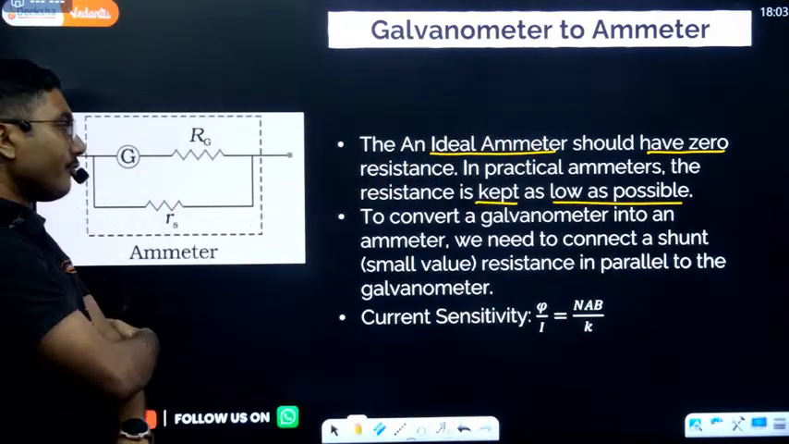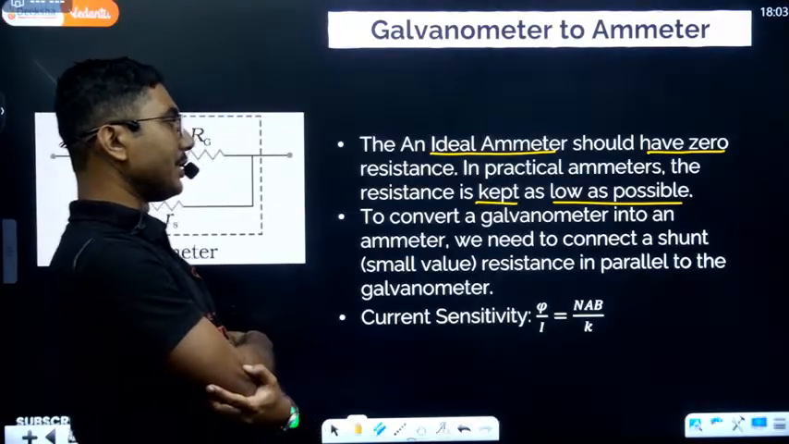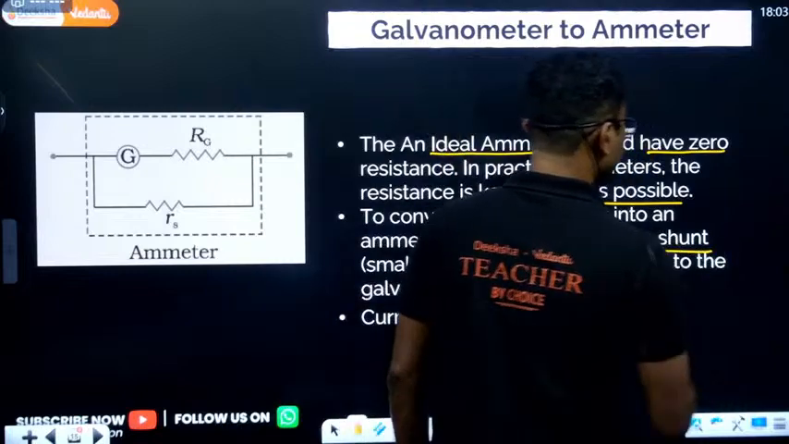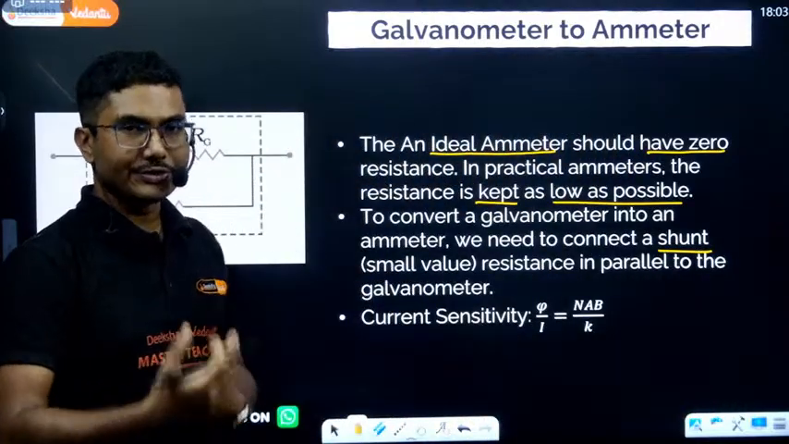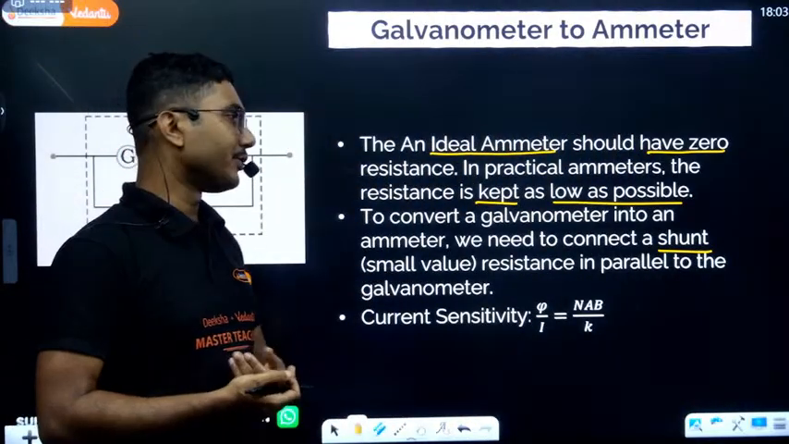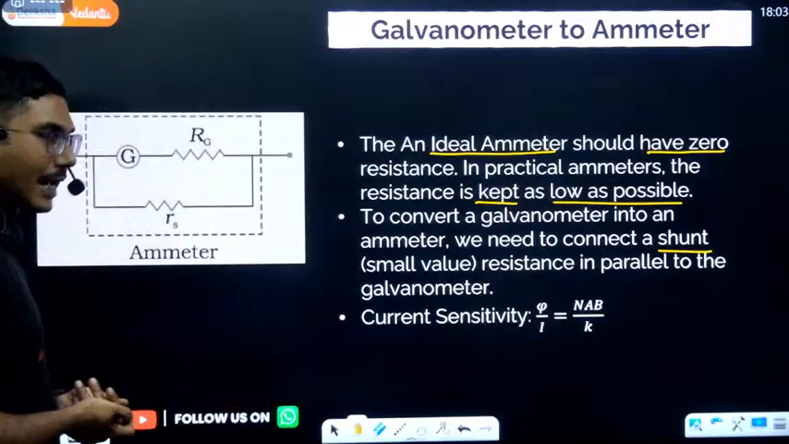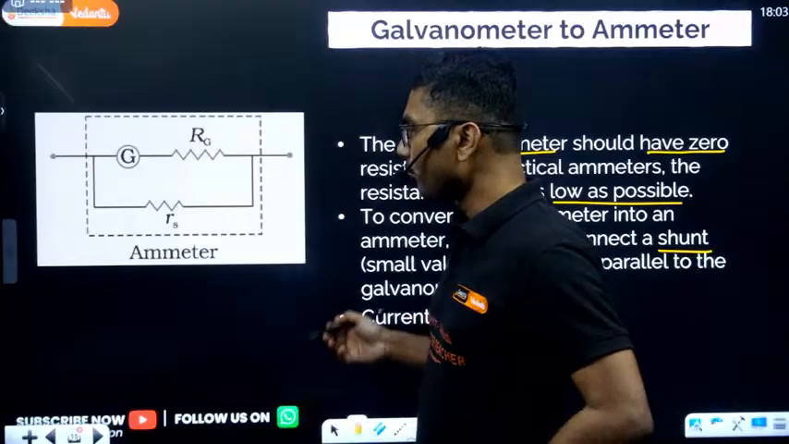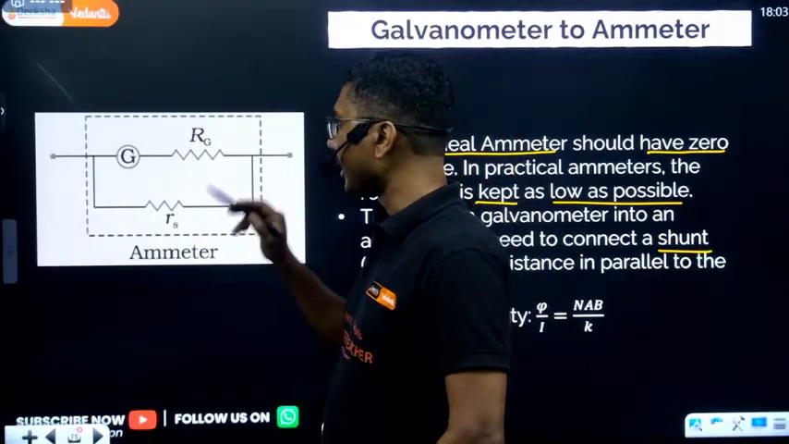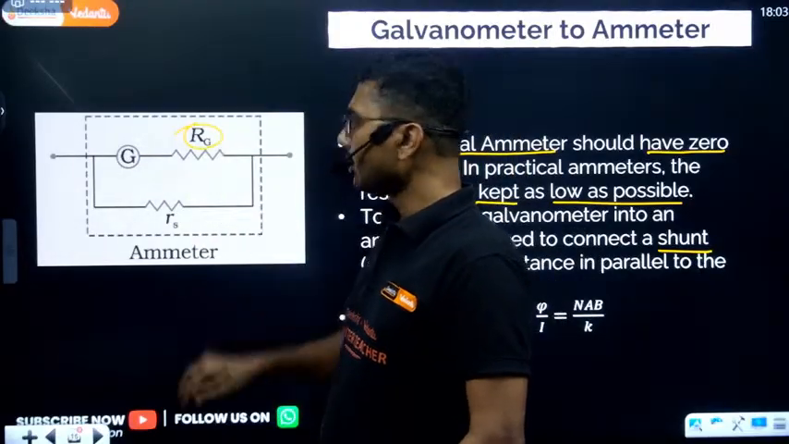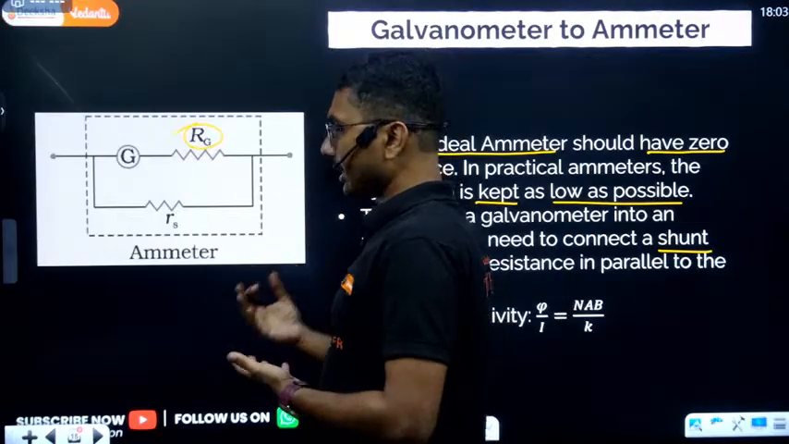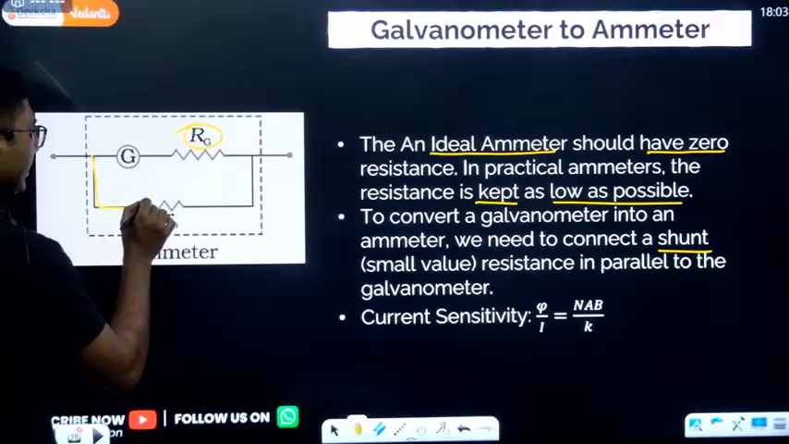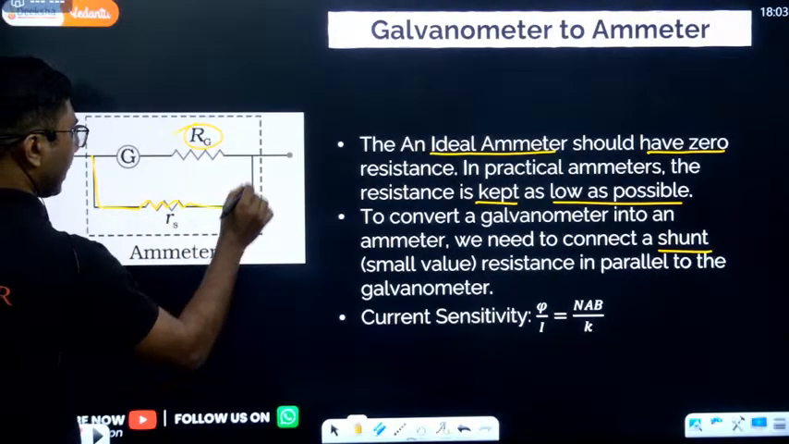To convert a galvanometer into an ammeter, we need to connect a shunt. What is a shunt? A shunt is a small value resistance in parallel to the galvanometer. That is what we want to achieve. Suppose we have a galvanometer and this is the resistance of the galvanometer. I want it to measure current. To measure current, what do we need to do? We need to connect a shunt resistance in parallel with the galvanometer.